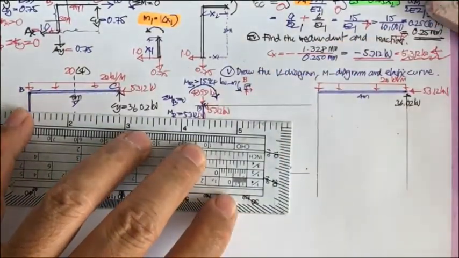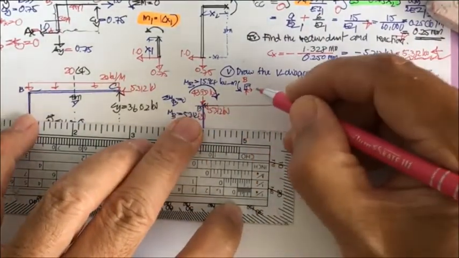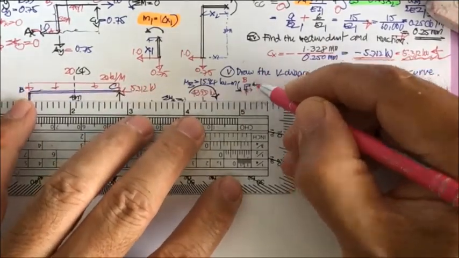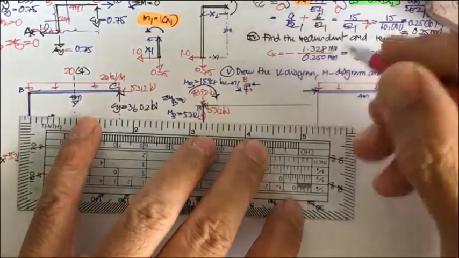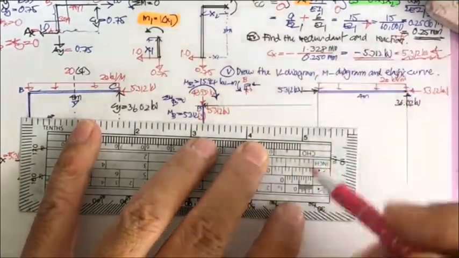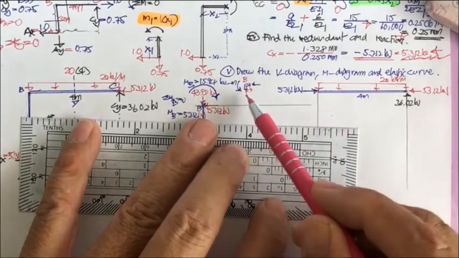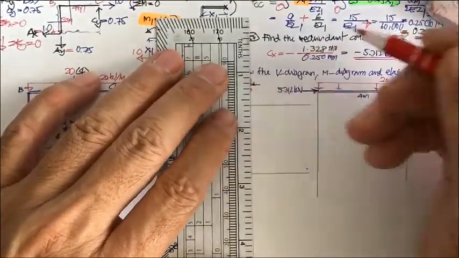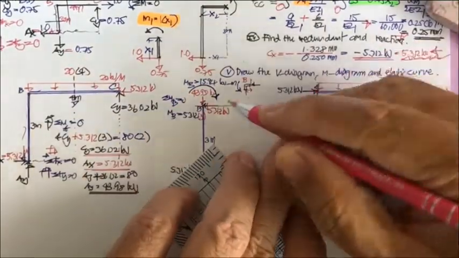This is going to be the horizontal force. This horizontal force is 5.312, right? It's 5.312 kilonewton. If you like, it can be transferred from here to here directly. This one down, this one up. Okay, so this one is going to be down, and this one is going to be up.